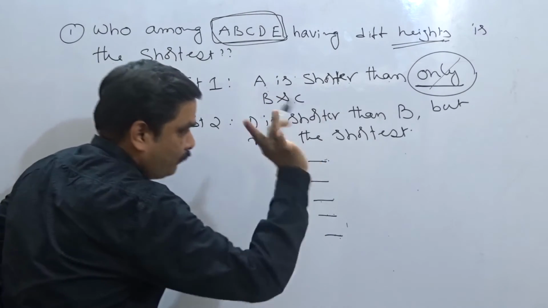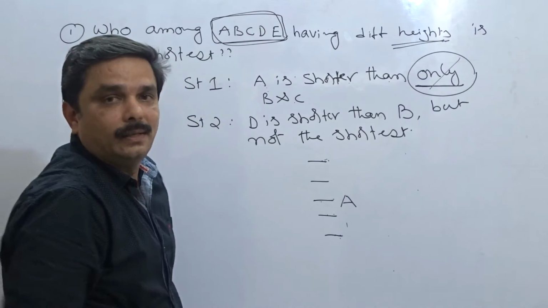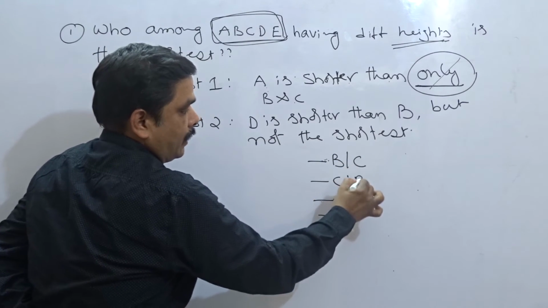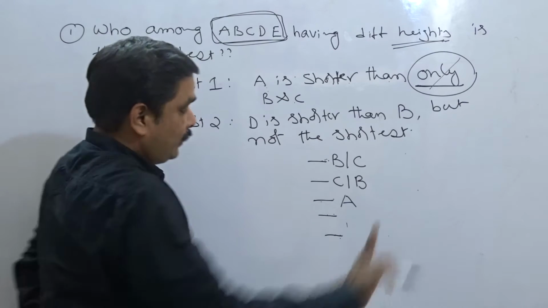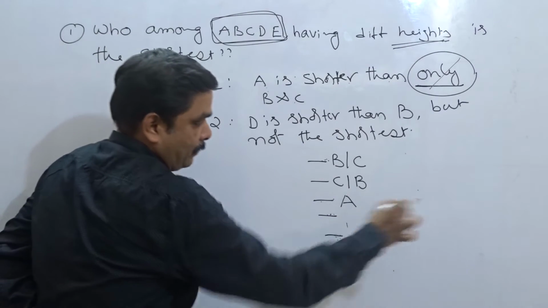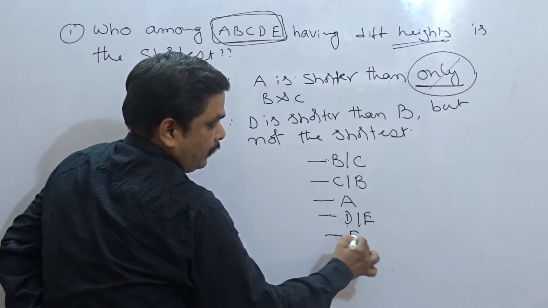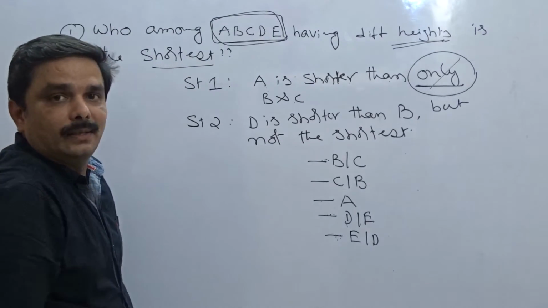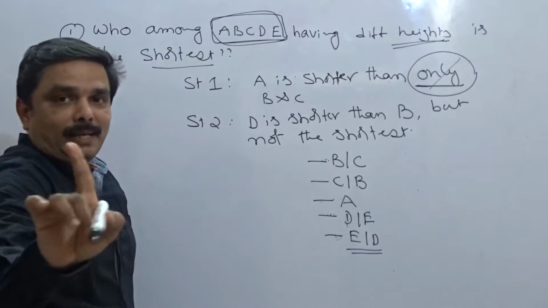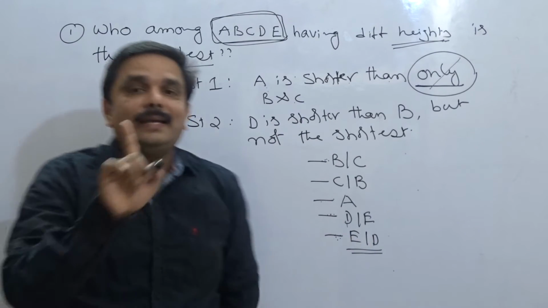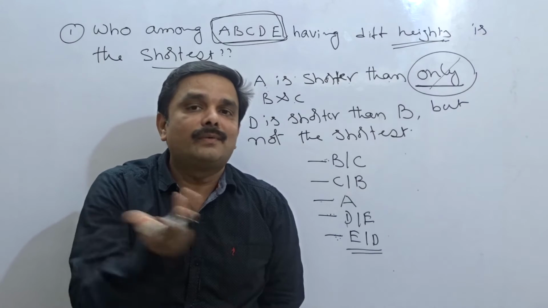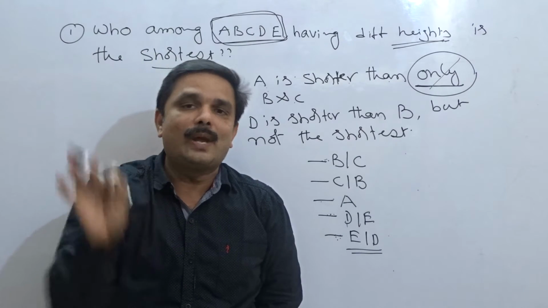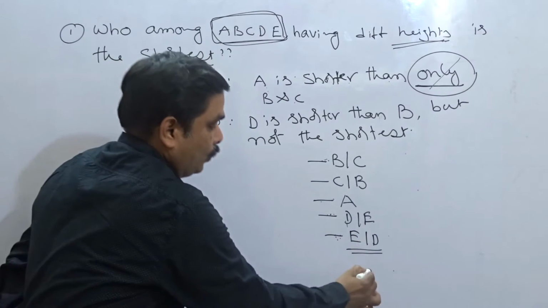Now, A's place is confirmed. This is A's place. A is shorter than only B and C: B or C, or C or B. This is the best way. Now, the implied meaning is these 2 places are occupied by D or E, or E or D. But my question is, who is the shortest? So according to information 1, I can say either E or D. So I cannot answer the question conformly. The very basic rule in data sufficiency is that you should get the answer conformly. Absolute value should come. So clearly I am not able to answer this one.